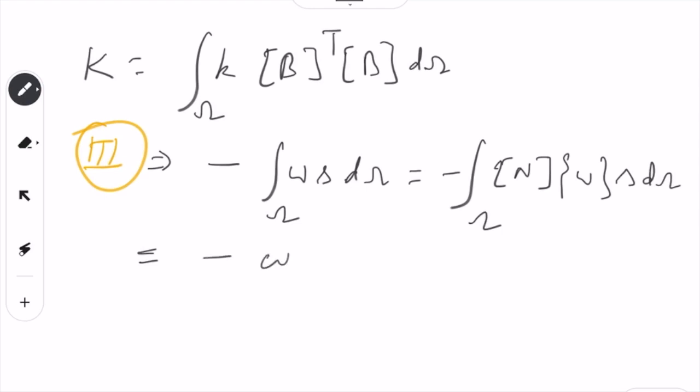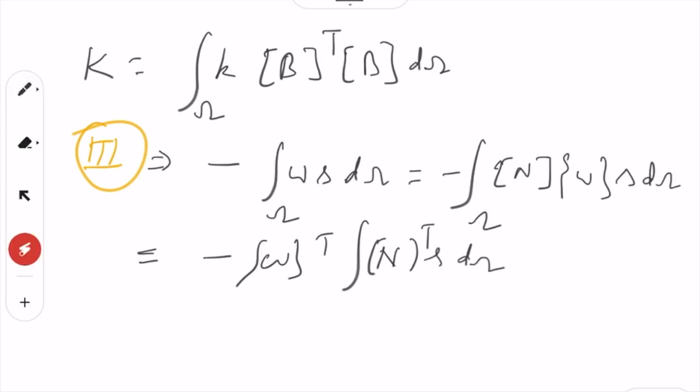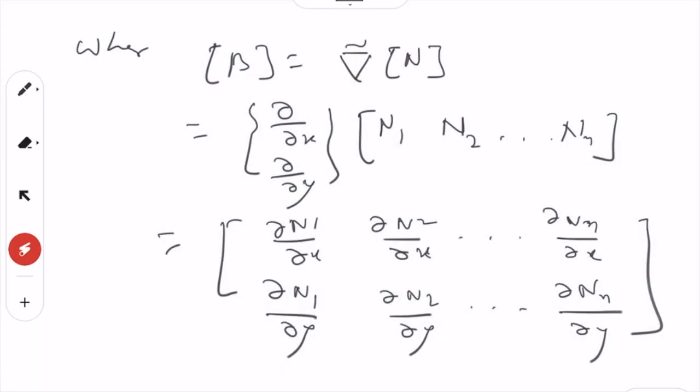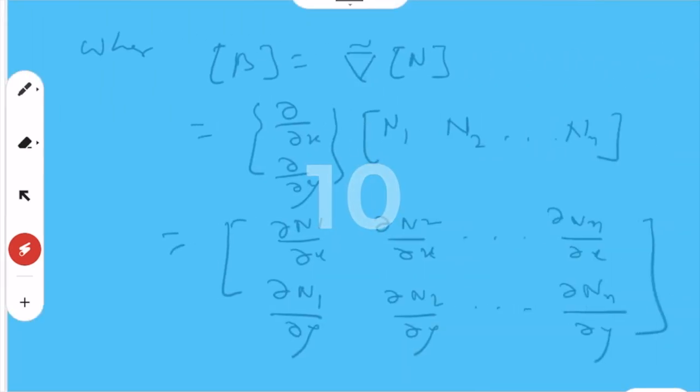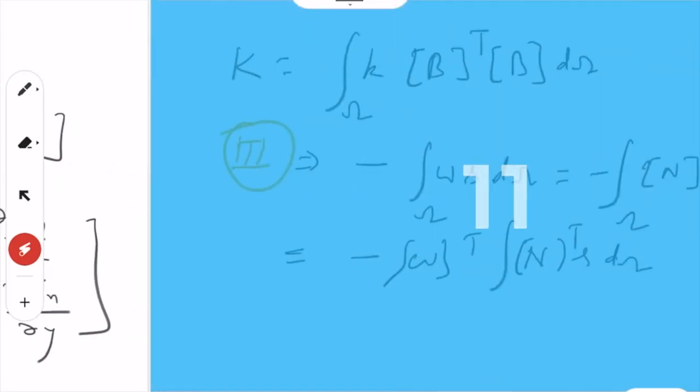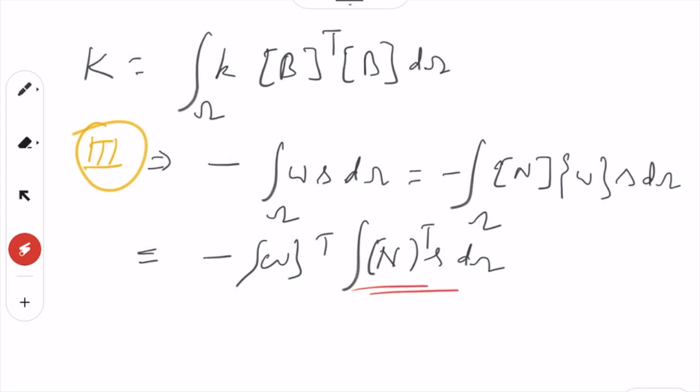minus w transpose n transpose s d omega. Why we did that? So that we take w transpose out of this. So we have been doing this for all of them. For this also we did, because we want to get rid of this w as per the standard practice. Okay, so this is what we get.